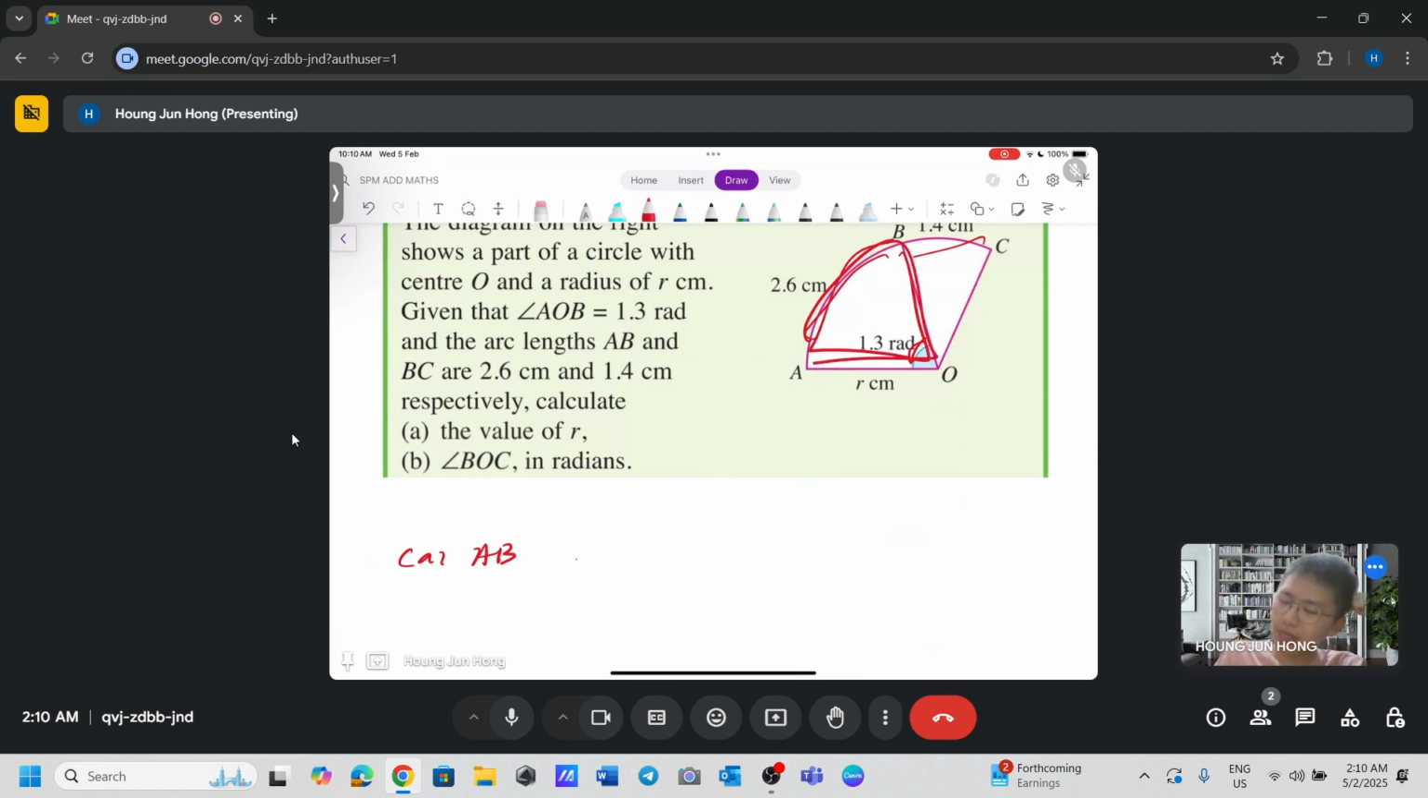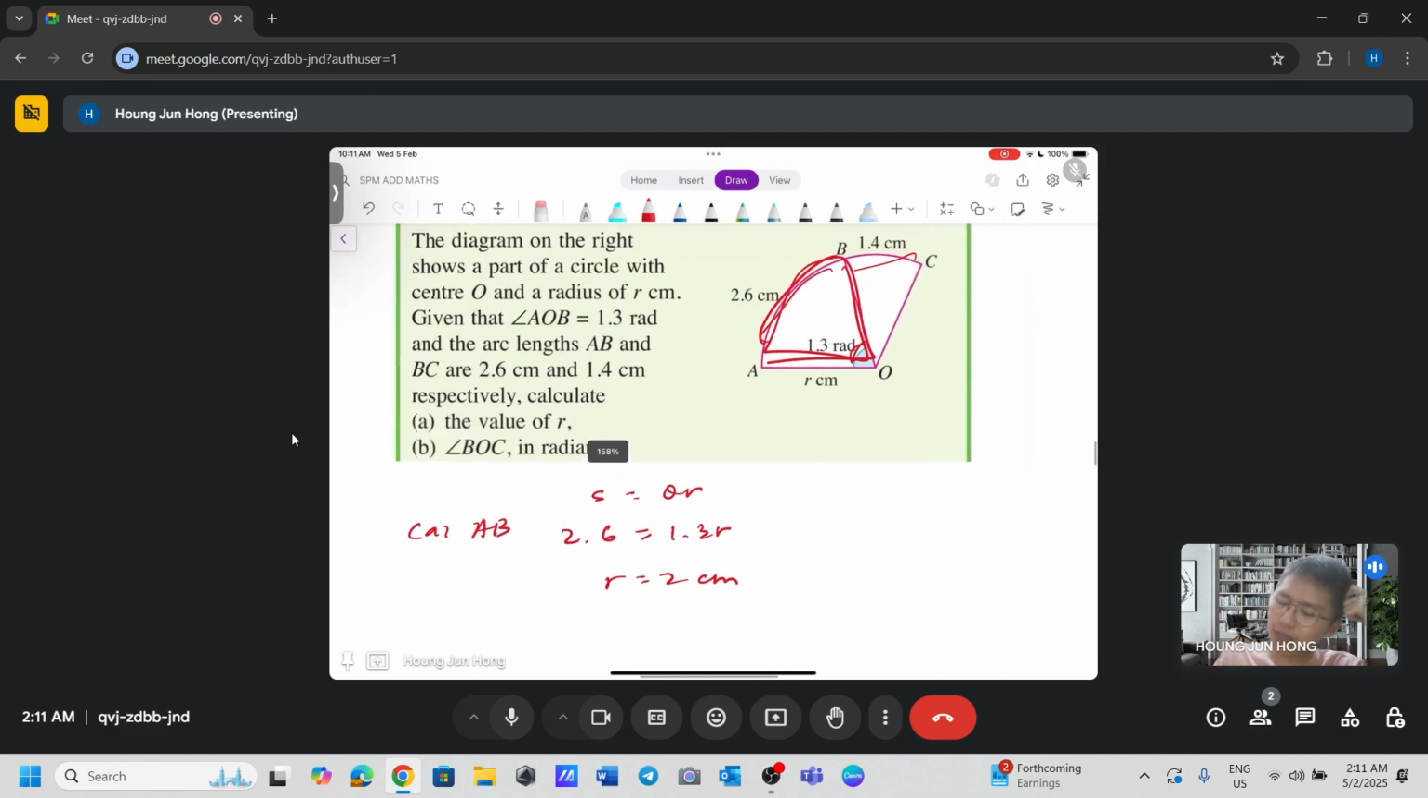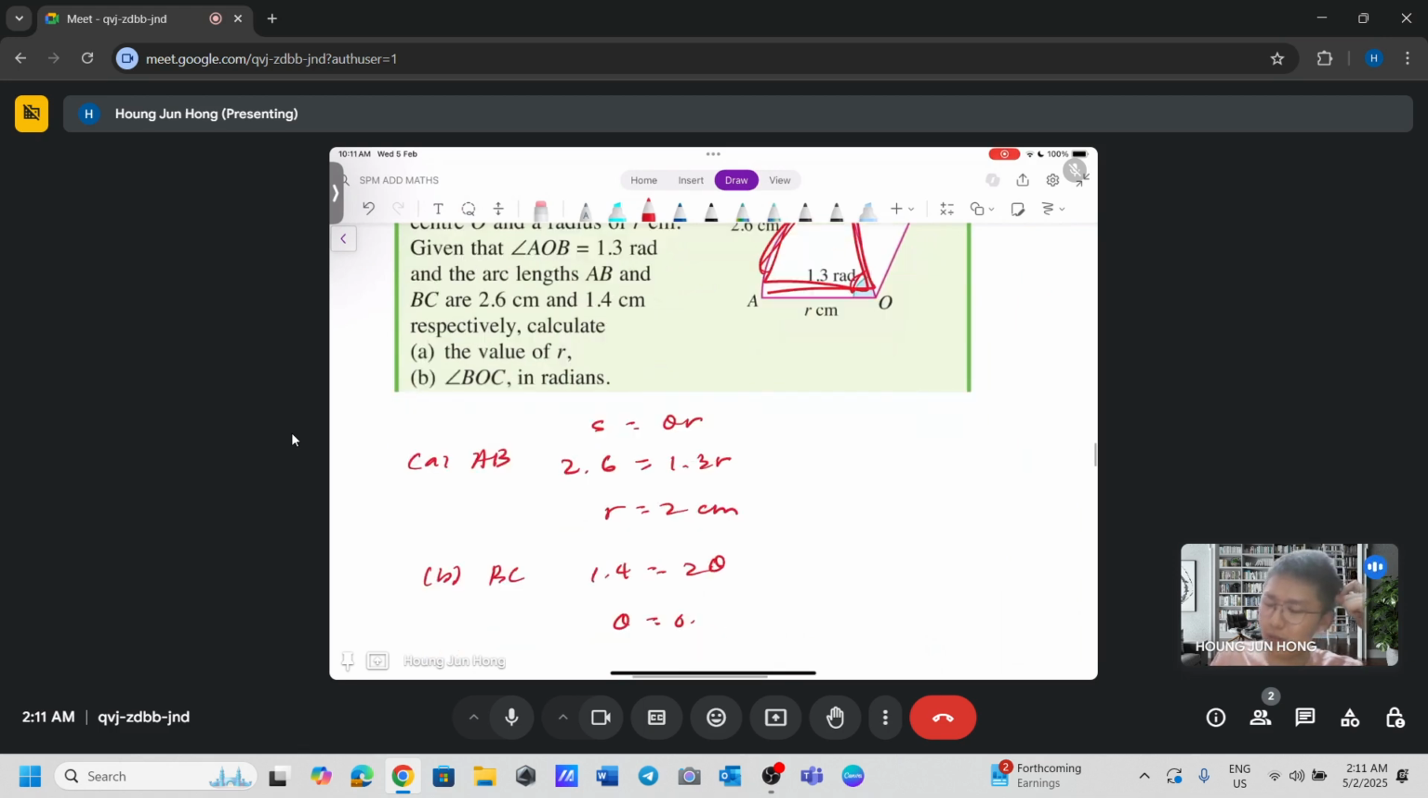So very simple. 2.6 equals 1.3 R. Again, s equals r theta. So R is 2. Then you want to find the radian of BOC, right? Again, simple. For BC, you have 1.4 equals 2 radian, so the radian is going to be 0.7 radian. Yep, that's it.